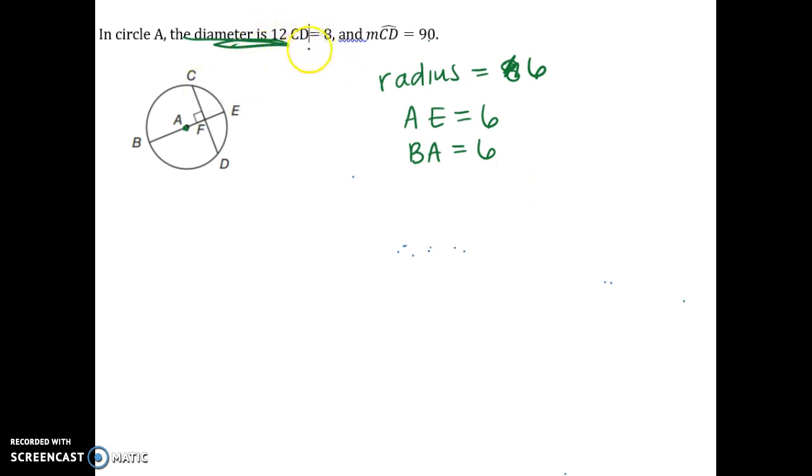So CD is 8. Since this BE is a diameter and it's perpendicular to this chord, CD has to be cut in half to be 4 and 4. So I could say that CF equals 4, and I could say that FD equals 4.